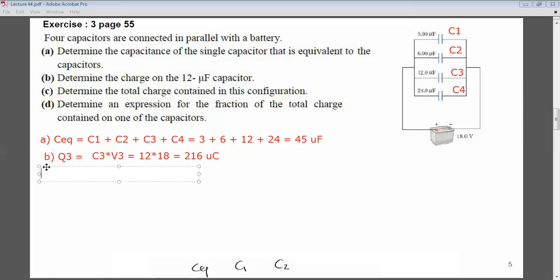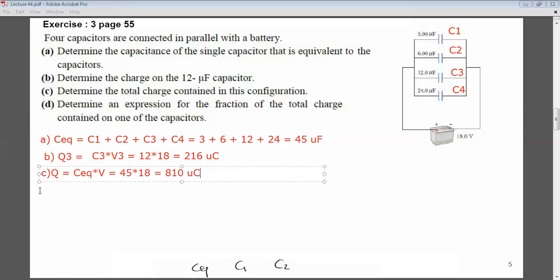Okay, part C, determine the total charge contained in this configuration. So the total charge Q is C equivalent times V. This is equal to 45 micro, so remember that we will have micro times 18, and this will give us 810 microcoulomb. Of course, here you can turn everything to 10 power minus 6. There is no problem.